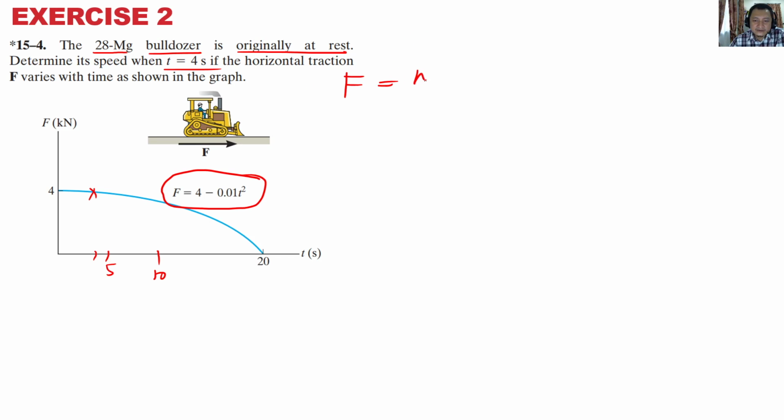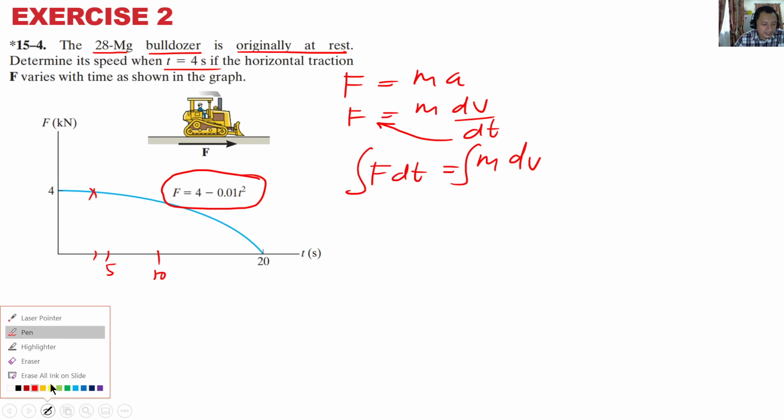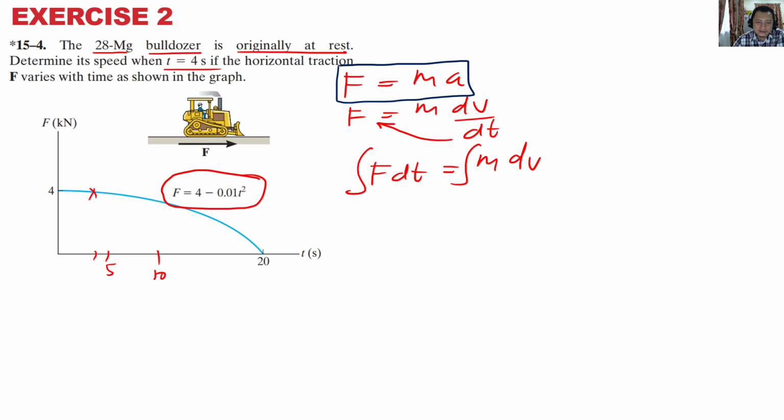F is equal to MA. You are doing the same thing. F is equal to m dv over dt. dt bring over here. F dt is equal to m dv. Integrate both sides. You are solving it using F is equal to ma also. In fact, the whole dynamics book is based on this, Newton's second law, laws of motion.